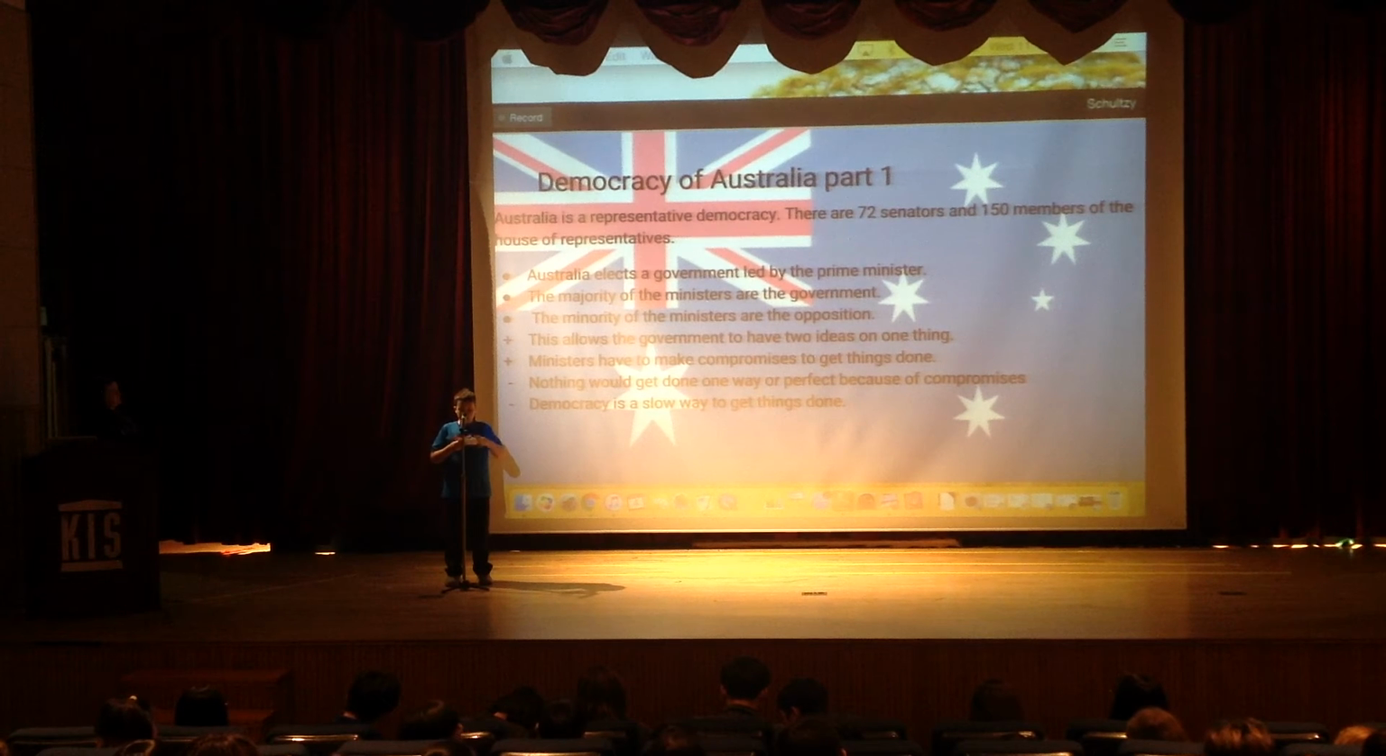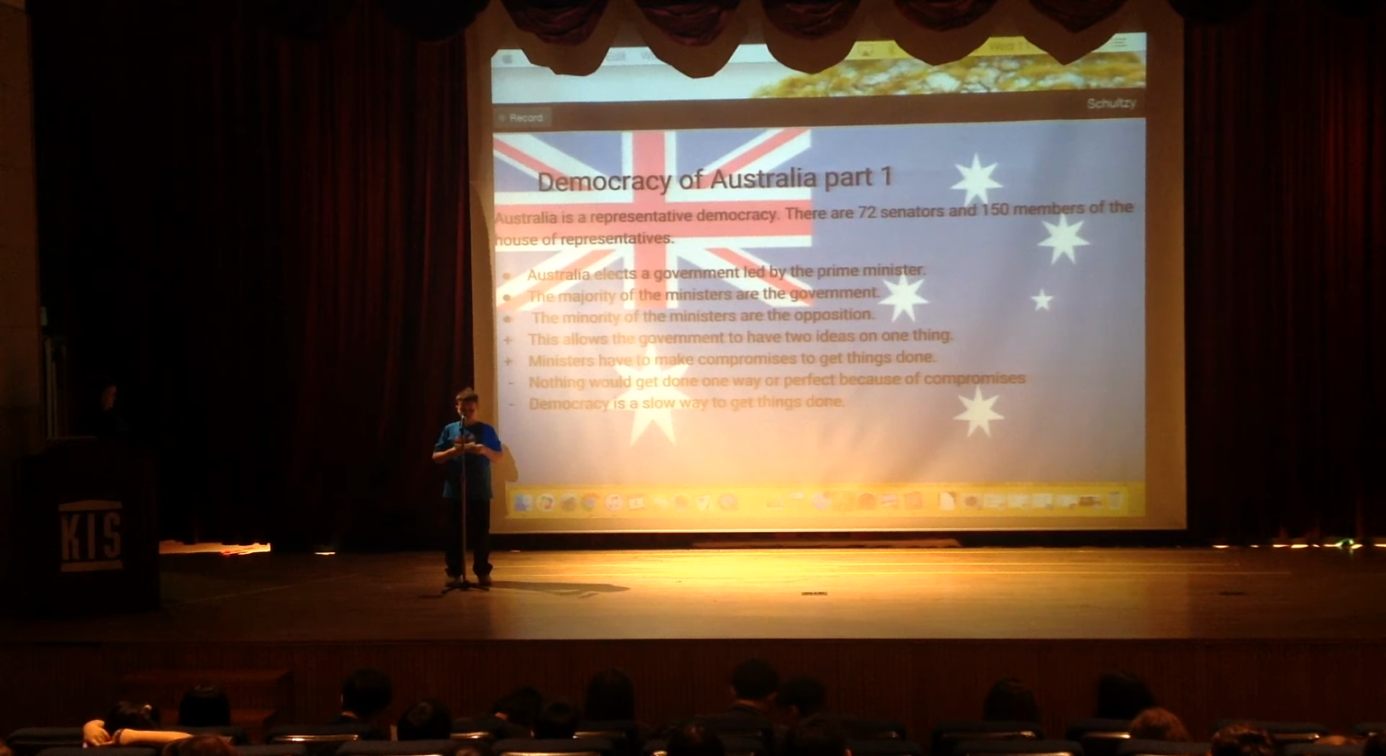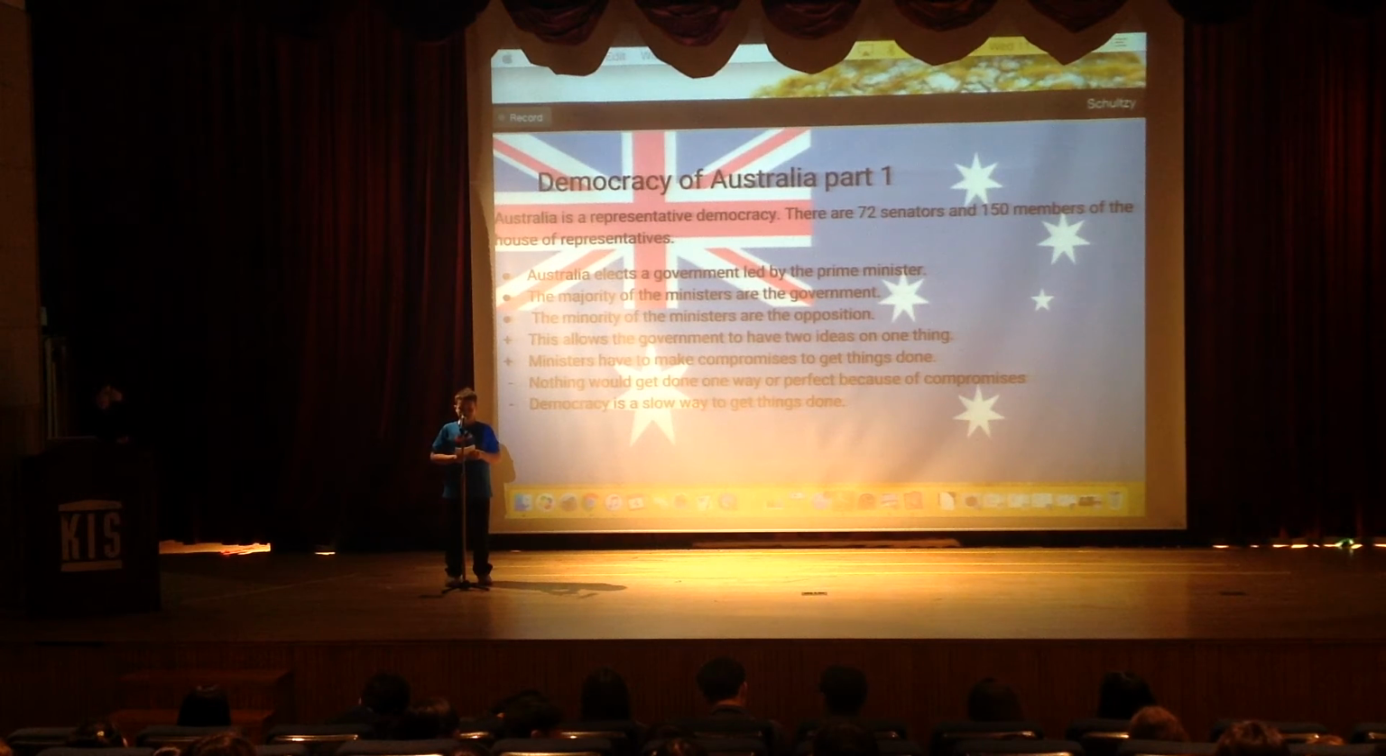These are some positive reasons for having a democracy. It allows the government to have two ideas on one thing. Ministers have to make compromises to get things done. Here are some issues about having a democracy. Nothing will get done in one way or perfect because of compromises. Democracy is a slow way to get things done.